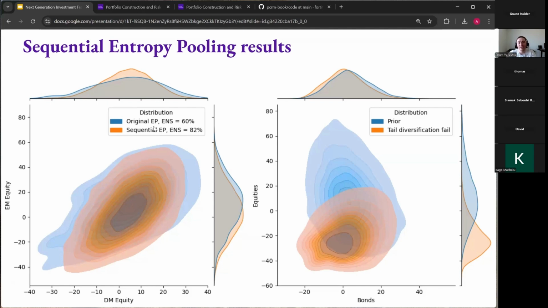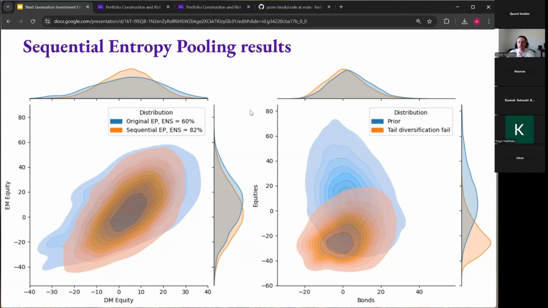So here what you can see is that for the same set of views, we get a significantly higher effective number of scenarios, and we also get a distribution that looks more like something that we would expect in practice. So that's of course also an important thing. It's not just sufficient to be able to solve the problem. We also want it to be a good solution.